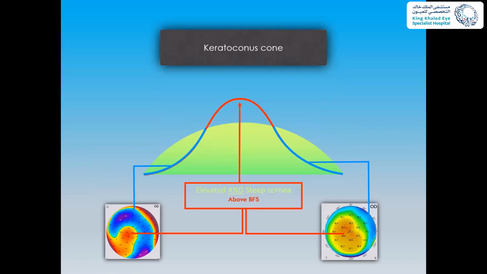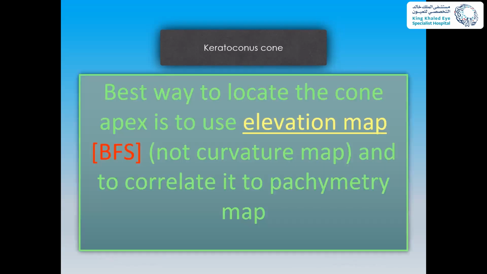Okay, so posterior and anterior elevation. So anything above the sphere fit is elevated. Okay, and it is in plus, and it means there is thinning or ectasia or cone. And we know very well that to locate a cone, we have to use the elevation map, the posterior elevation, not the curvature map, to tell exactly where the cone is. And then we correlate it with the pachymetry map.